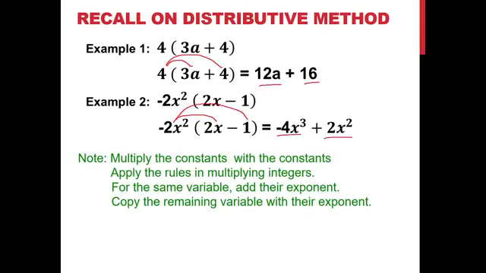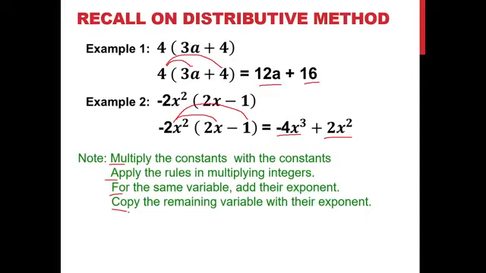So take note, multiply the constants with the constants. Apply the rules in multiplying integers. For the same variable, add their exponents. And then you copy the remaining variable. Anyway, that's just a simple recap of the distributive property.